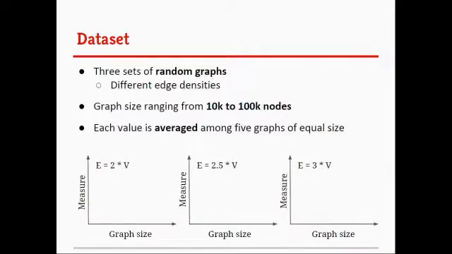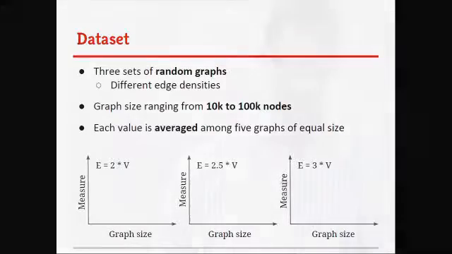We used the generator to generate 3 sets of instances, which have different edge densities. We did this to have different kinds of SPQR trees. In each set, the graph size ranges from 10,000 to 100,000 nodes. And each value is averaged among 5 graphs of equal size.